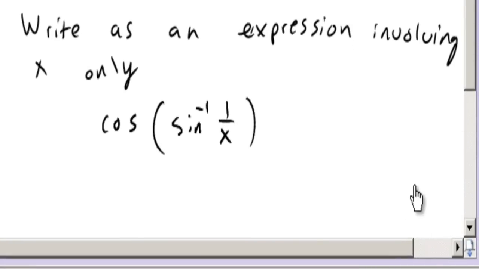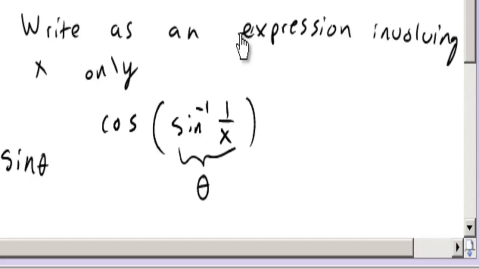Okay, and then our final example for the inverse functions is this one here, where we want to write this expression in terms of x only. So we want to rewrite this in terms of another expression that has only x. Okay. So the trick here is to recognize, if we understand what inverse functions are, this is an angle. And so that means that we're taking the sine of some angle, and that's what? 1 over x.